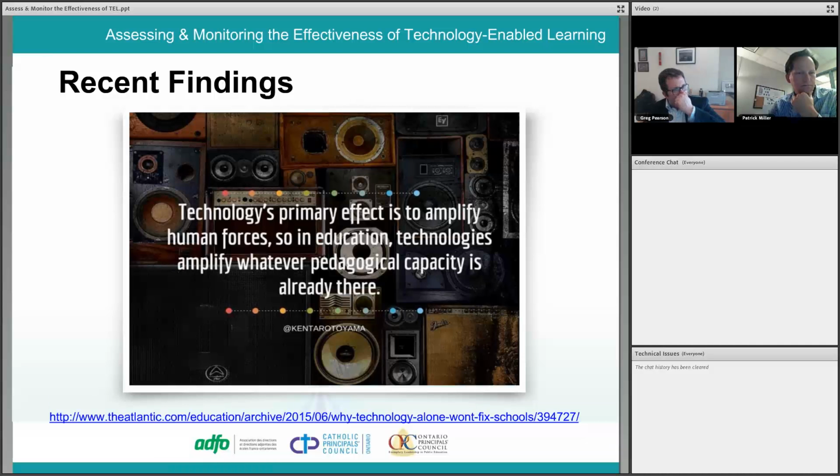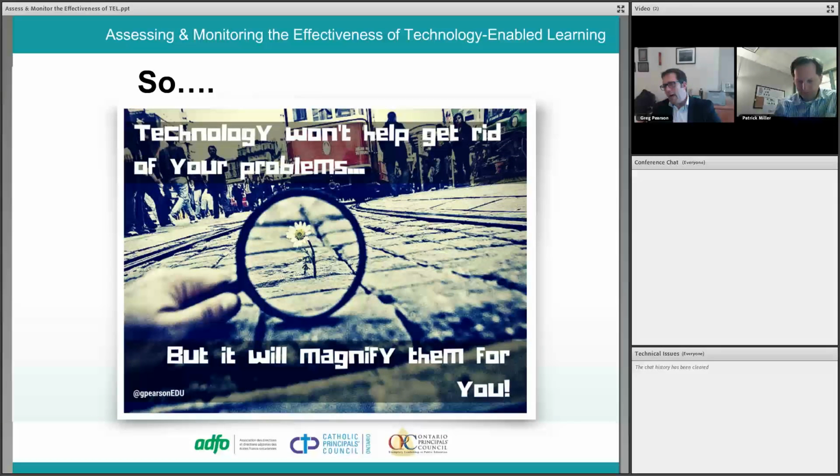Technology's primary effect is simply to amplify our human forces. So in our classrooms, in our schools, technologies are going to amplify whatever pedagogical capacity our teachers have and what they're delivering. It's just going to magnify the learning that's already taking place in the classroom, unless you really start shifting and taking a look at what's happening in the classrooms. So essentially, as we all know in this probably webinar, technology is not going to get rid of all our problems.